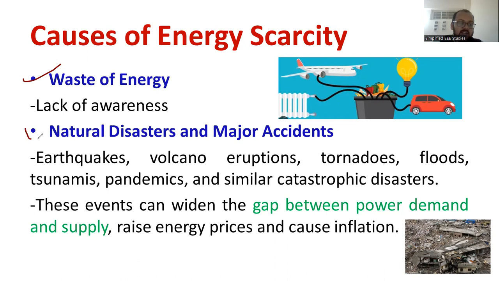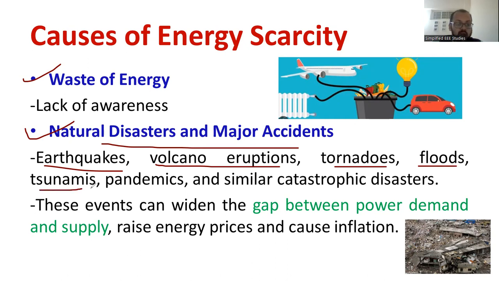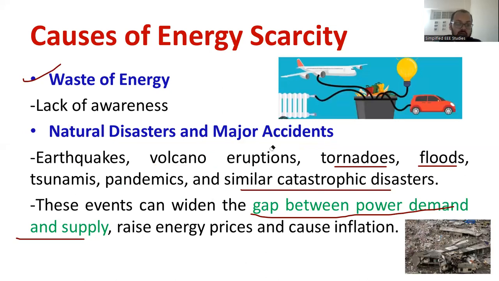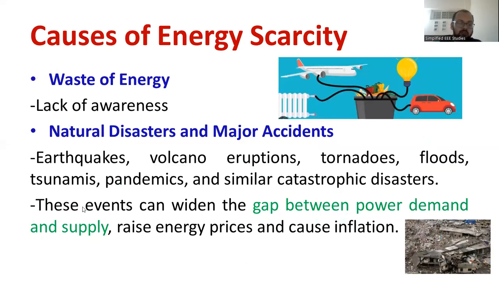Another one is natural calamities, disasters, and major accidents. For example, earthquakes, volcanic eruptions, especially in Indonesia or Japan, tornadoes, floods, tsunamis, then pandemics, epidemics, and catastrophic disasters can be causes of energy crisis. And also there is a huge gap between supply and demand. We have to bridge the gap between supply and demand. It should be balanced, and only then can we overcome the energy crisis. So these are the major causes of energy crisis.